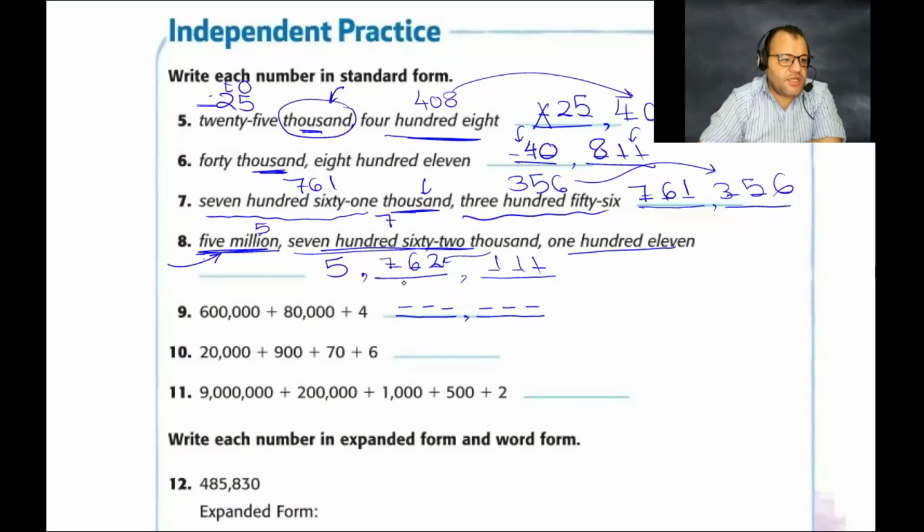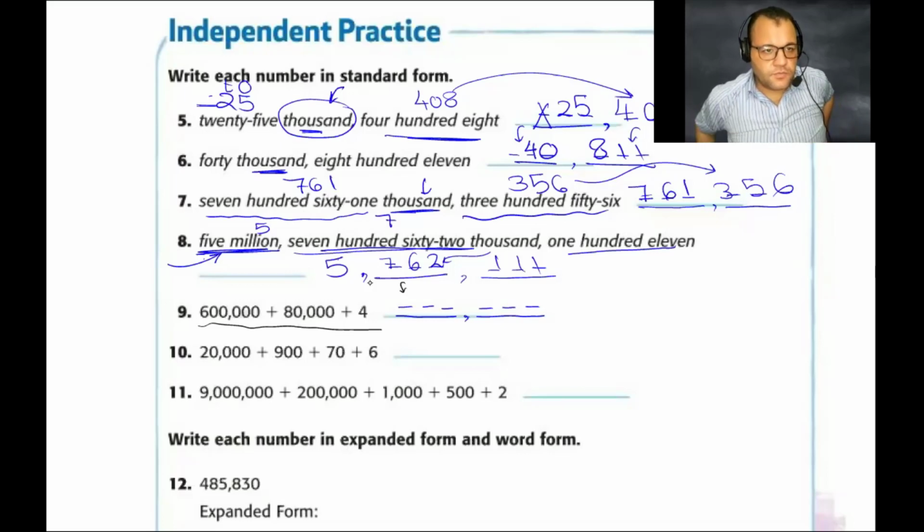What should I write here in 100,000? Is there anything in the 100,000 place in this number? 6. 6 in 100,000. Is there anything in the 10,000 place? 80,000. So I'll write 8 in 10,000.